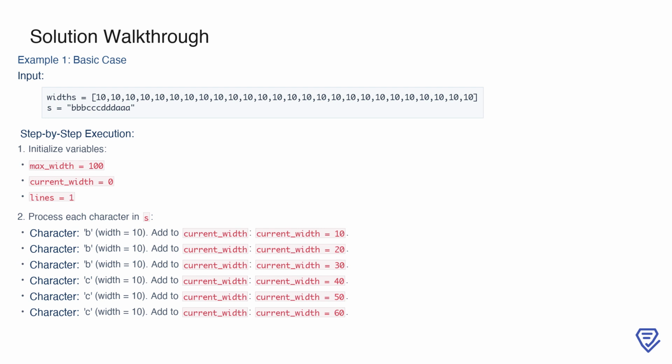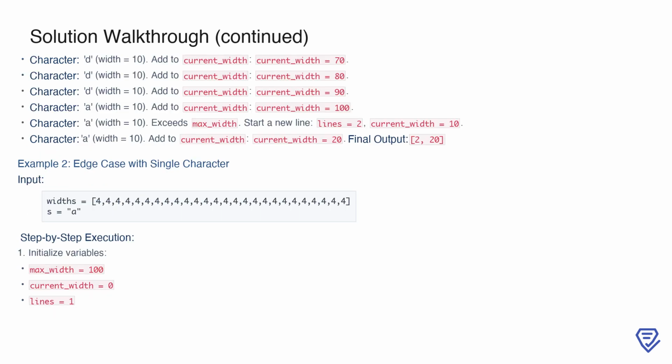Now, we process each character in the string s. The first three characters are b, each having a width of 10. As we process these, we progressively add their widths to current_width, which becomes 10, 20, and finally 30. Next, we encounter three c characters, each also having a width of 10. Adding these to current_width brings it to 40, 50, and then 60. At this point, we are still within the max_width limit, so we continue building on the same line.